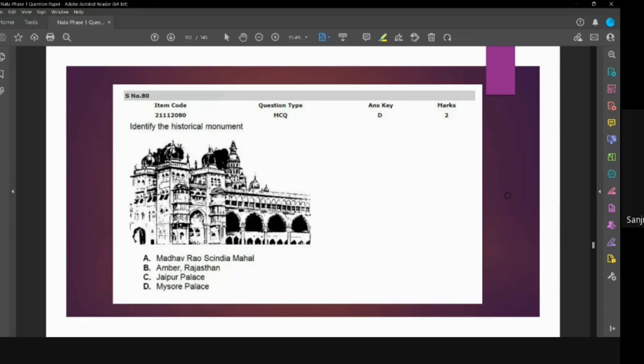Next question, they've asked to identify the historical monument. ഈ ഇമേജിൽ കാണുന്ന historical monument ഏതാണ്? Is it Madhavrao Scindia Mahal? Is it Amber in Rajasthan? Is it Jaipur Palace? Or is it Mysore Palace? The correct answer is option D, that's Mysore Palace.